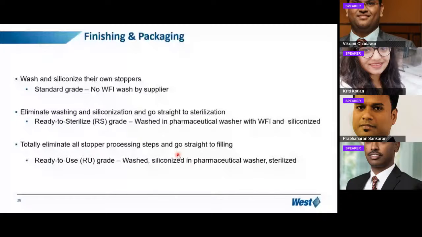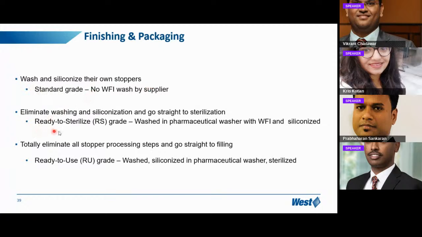One is a standard grade, meaning no water for injection wash, meaning there is a wash and siliconize at their own stoppers. So we just provide the stopper, and the drug manufacturer can wash on their own. That is called a standard grade.